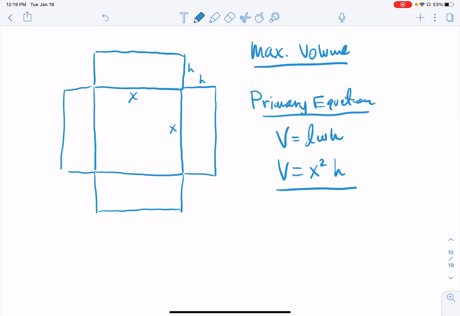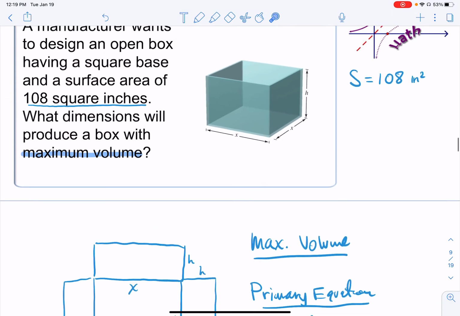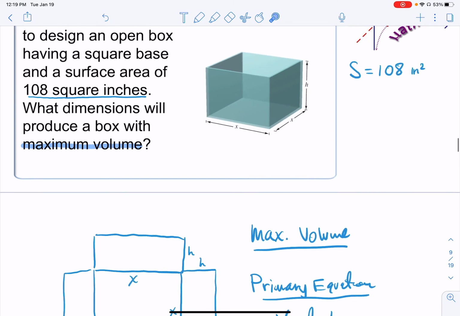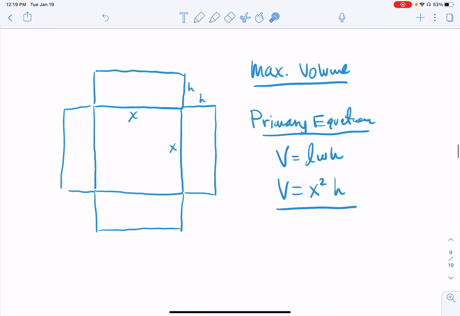Okay, is there a problem with this equation? Why, yes, there is. The fact that we have two independent variables right here is a slight issue. So we have to get rid of one of these things, which is where this 108 square inches comes from for the surface area. Let's write an equation for the surface area and see if we can use it as a system of equations to get rid of one of these quantities right up in here.